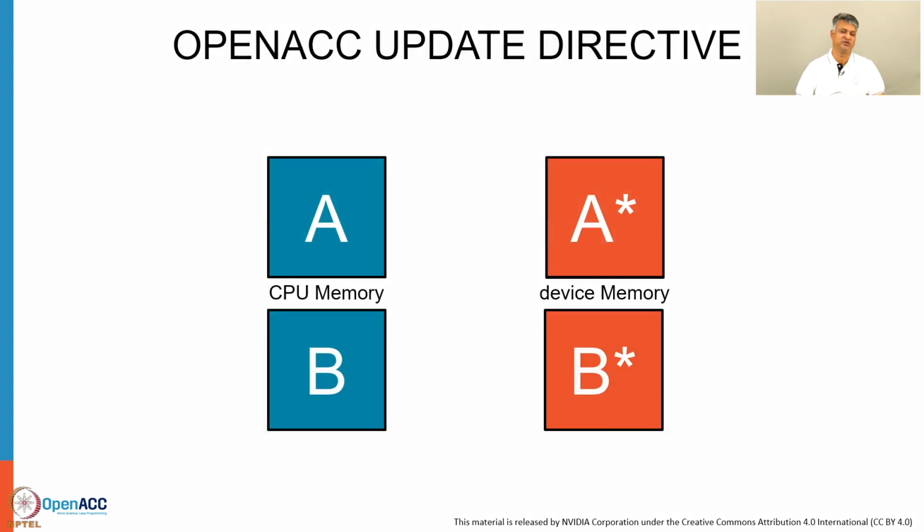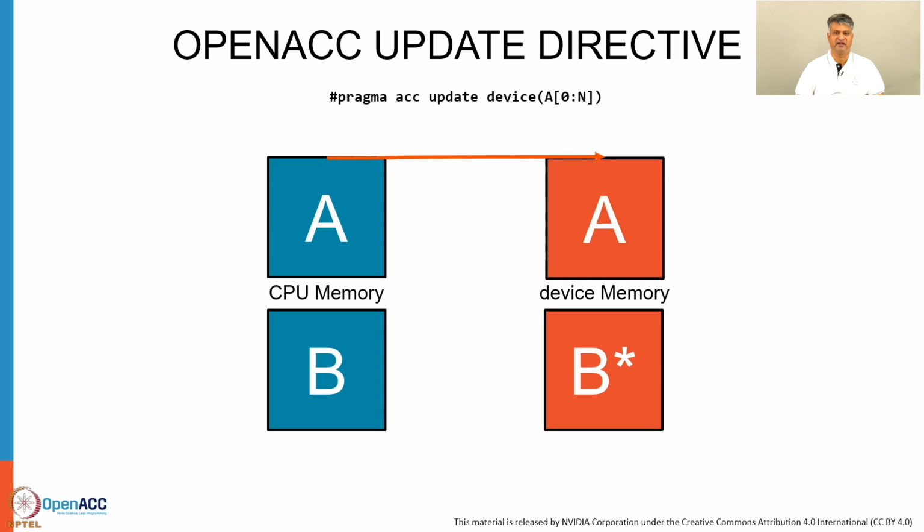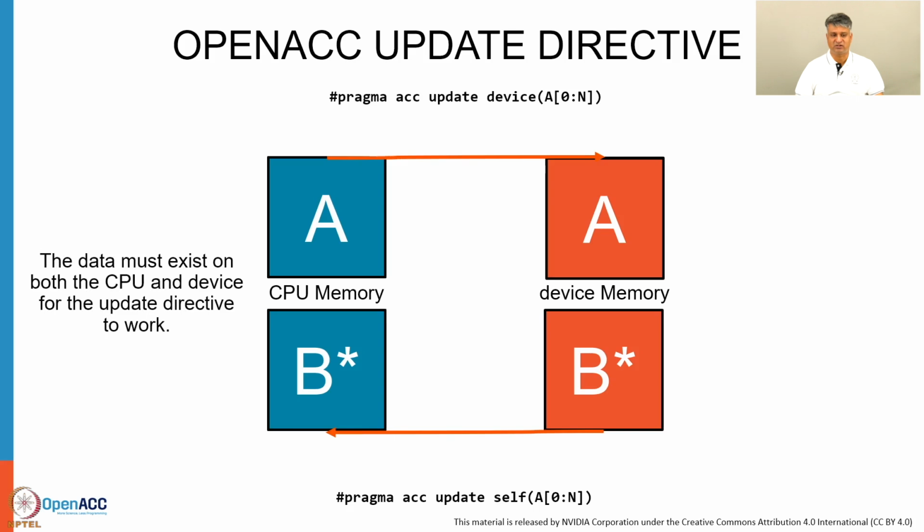Remember, you have multiple copies of the same data member. A can be resident on the CPU and A is also on the GPU. Similarly, B is on the CPU and B is also on the device. If I say #pragma acc update device, then the copy which exists on the CPU is transferred and the device memory gets updated to reflect what is on the CPU. If I say update self, essentially what it says is that the value of B which is on the device is now copied onto the CPU, updated from the device to the self, which is the host. The data must exist on both the CPU and the device for the update directive to work. Remember, there has to be both of these individual copies, otherwise it will not be correct.